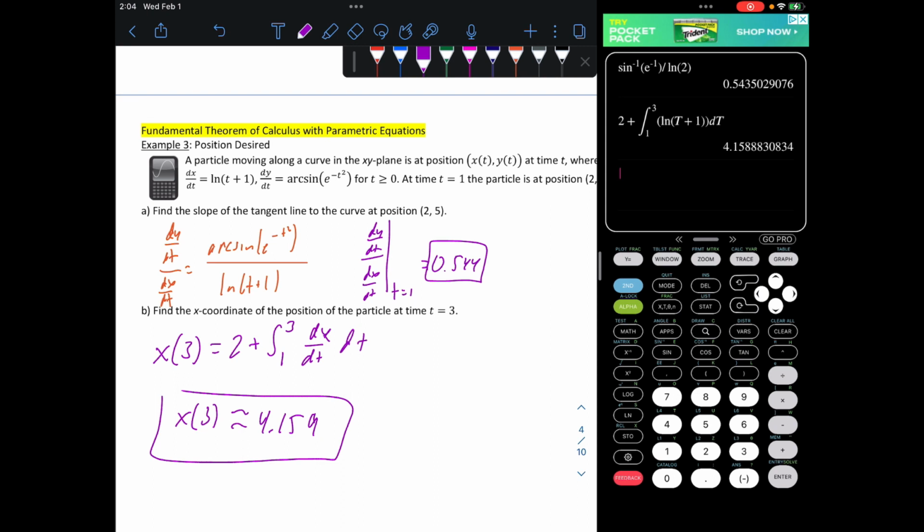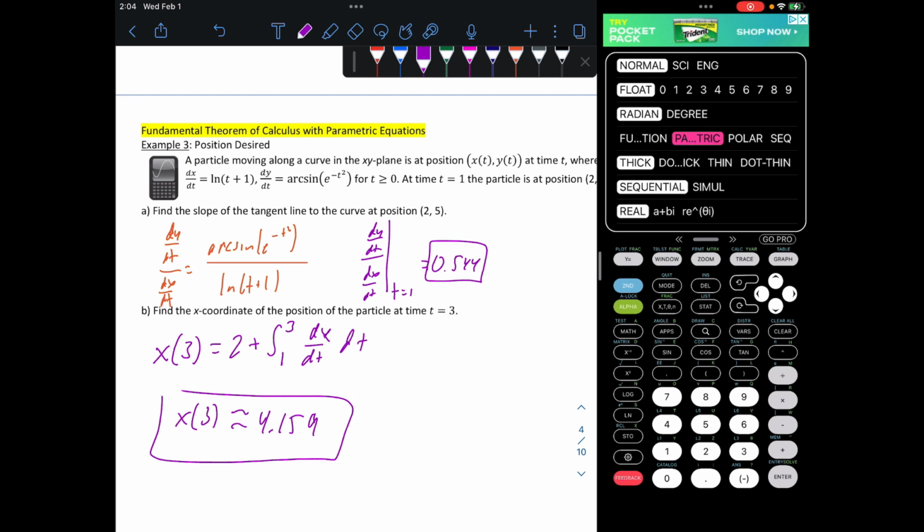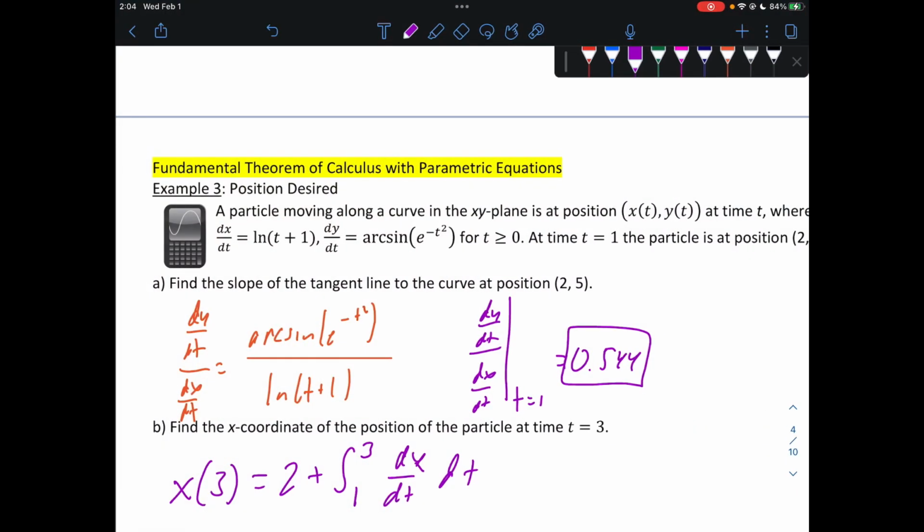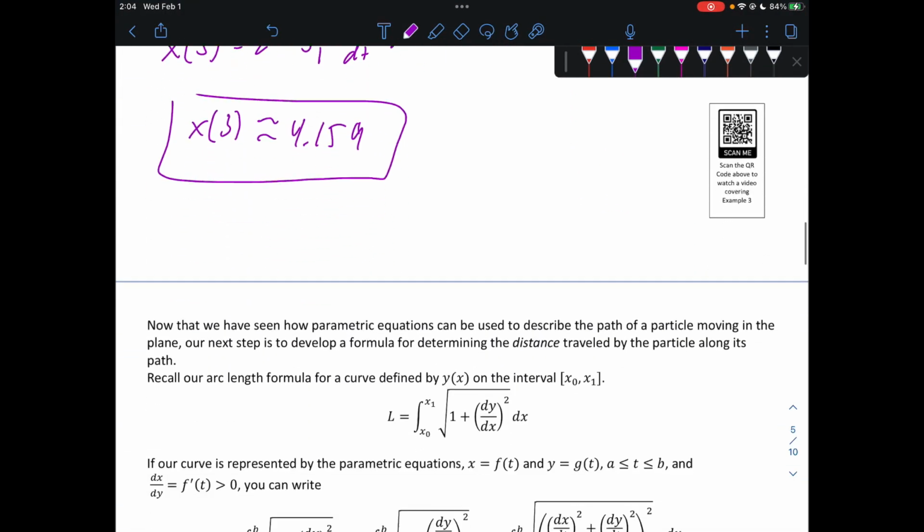All right, parametric mode: if you go to mode, parametric mode would be the next one after function. Keep your calculators out and handy. We're going to need those again soon as we move on to our next topic.